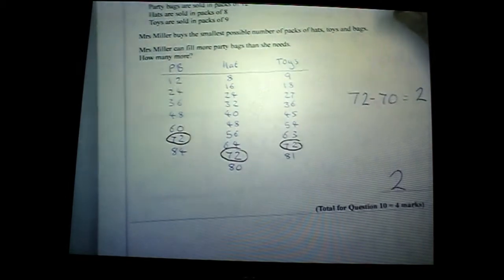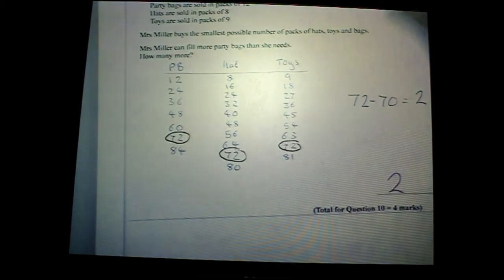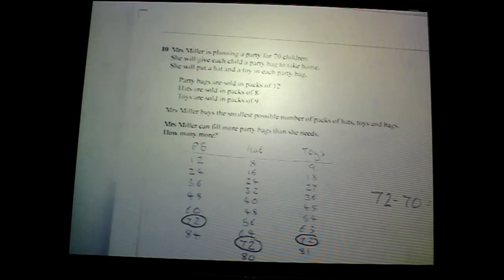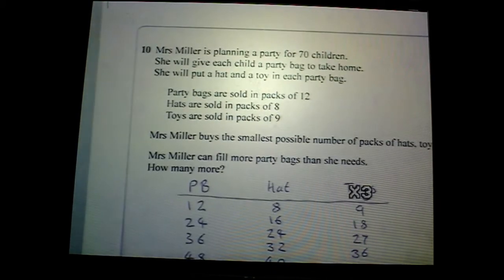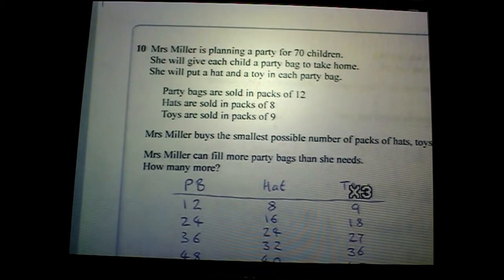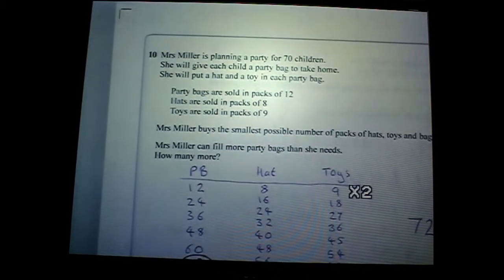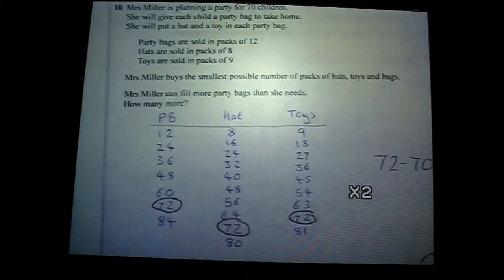Question number 10. Mrs. Miller is planning a party for 70 children. She will give each child a party bag to take home. She will put a hat and a toy in each party bag. Party bags are sold in packs of 12. Hats in packs of 9 and toys in packs of 8, sorry, remember.